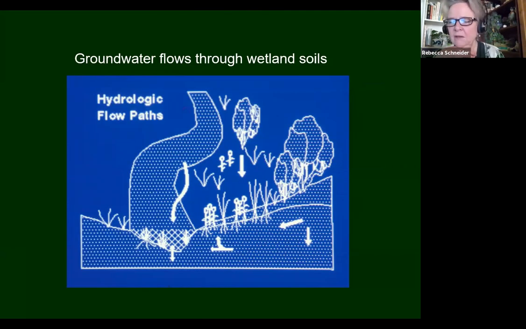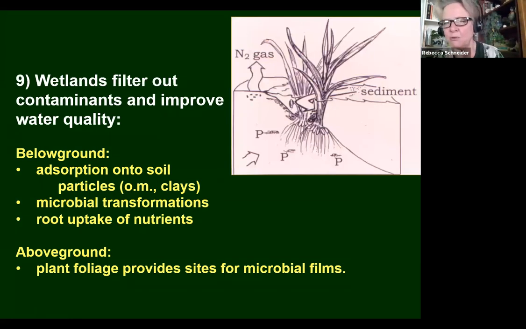Groundwater, as we said, flows from the upland areas through this wet area where the roots are and into the stream. As it passes through, there are a number of processes that help to keep it clean. Sometimes a contaminant can be absorbed onto the soil particles, like organic matter will bond with phosphorus or lead and help filter it out. The roots of the plants will take up excess nutrients and can keep them from moving into the stream. And there are microbial transformations.